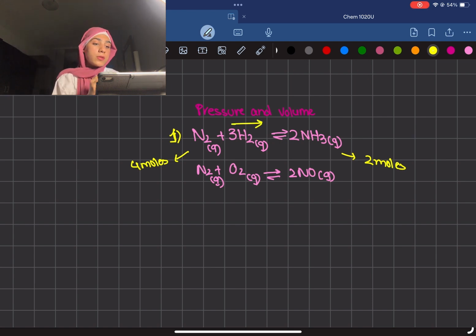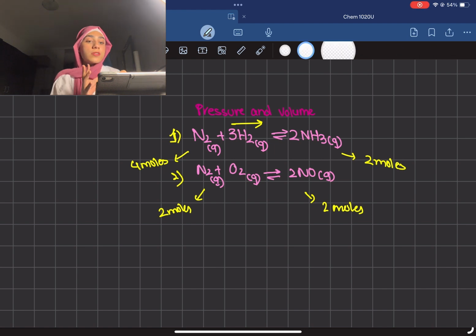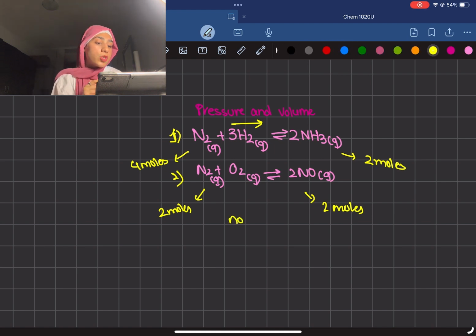If I look at the second question, now this is a good one because my products and my reactants are the same amount. So that means that it doesn't matter. If I increase the pressure or decrease the pressure, it's going to have no change.